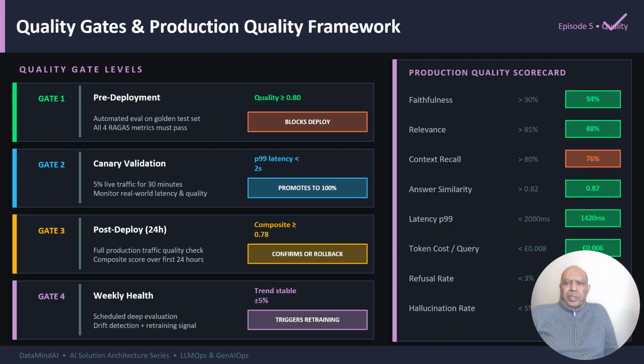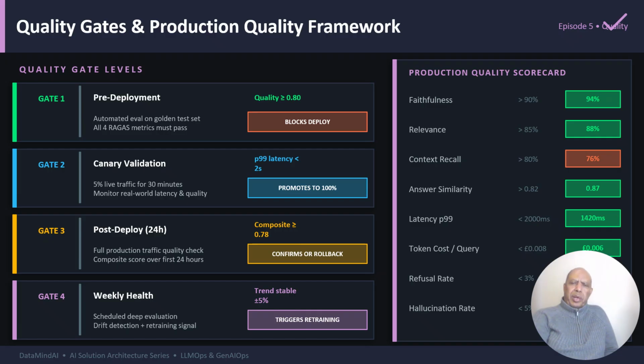So the quality gates are the enforcement mechanism. Without gates, you have guidelines. With gates, you have governance. So gate one, pre-deployment. This is the CI/CD eval gate we discussed. It is automated. It runs in the pipeline. It blocks, no exceptions. Even a hotfix or a bug fix must pass quality evaluation. Why? Because I have seen emergency hotfixes break quality while fixing bugs.